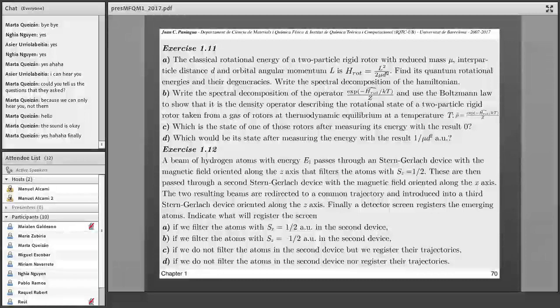Well, exercise 11 is a study of a rigid rotor of two particles. It could be, for instance, the rotational energy of a diatomic molecule. In classical mechanics, we can express the rotational energy in terms of the rotational angular momentum. And so it's straightforward to write the Hamiltonian and let's try to obtain the spectrum, the eigenvalues and the eigenvectors.